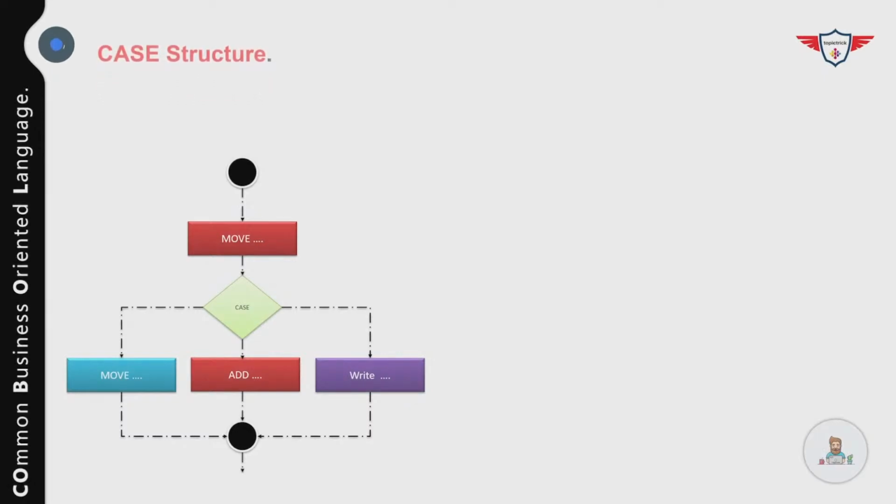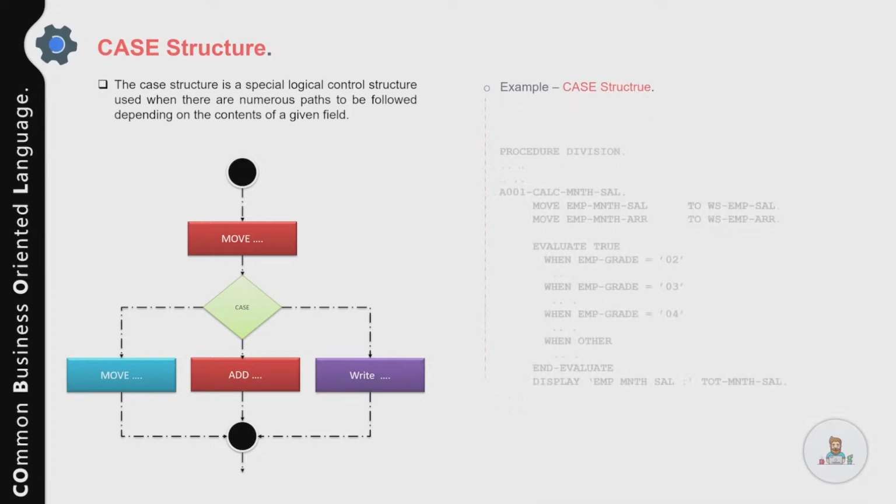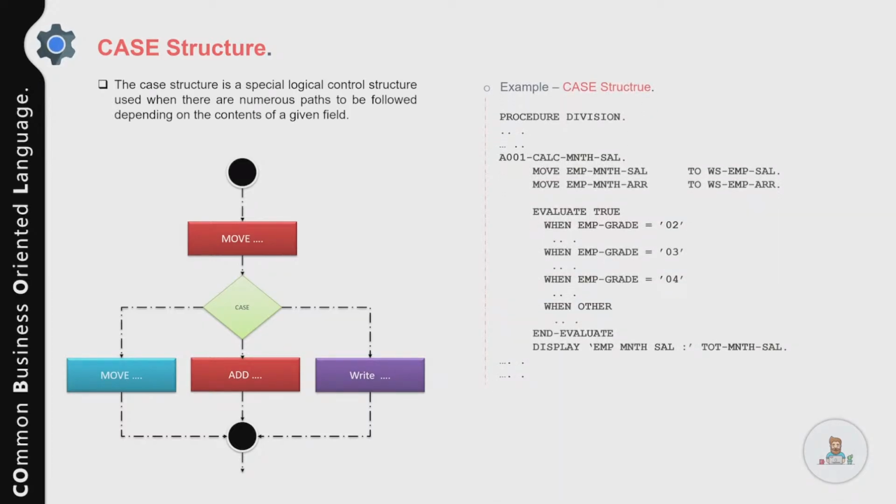Now let's talk about our last logical control structure, that is the case structure. So the case structure is a special logical control structure, and it is used when there are multiple paths to be followed depending on the content of a field or a variable. So in the following diagram, the first move statement will be executed because there is no specific condition specified on it. And after that, you have a condition, and based on that condition, these three statements will be executed. And remember, all three will not be executed, only one of the statements will be executed.